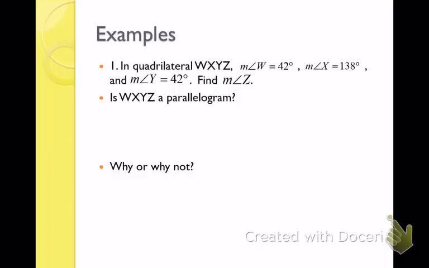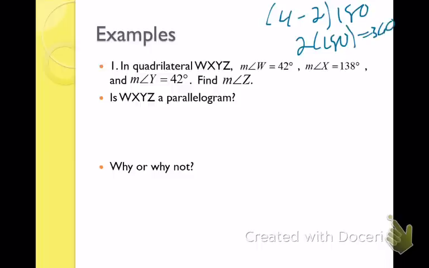In quadrilateral WXYZ, we know that the measure of angle W is 42, X is 138, and Y is 42. Go find the measure of angle Z. Well, if you don't remember that the angles have to add to 360 in a quadrilateral, you can always use the theorem n minus 2 times 180 to find that out. But they are going to have to add to 360. So we could do something like x plus 42 plus 42 plus 138 has to equal 360. And when we do, x is going to end up being 138.